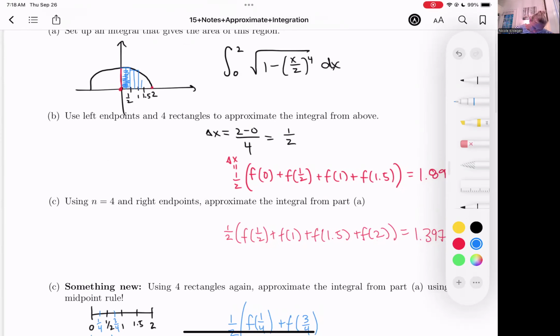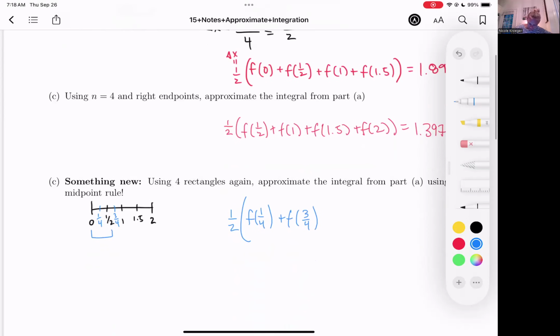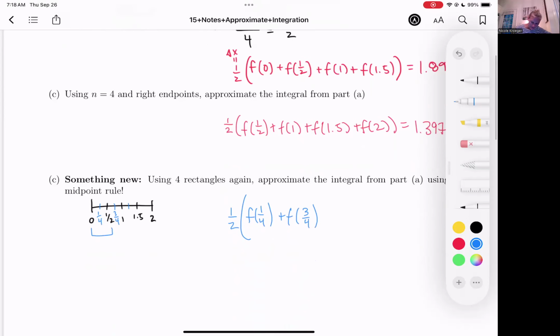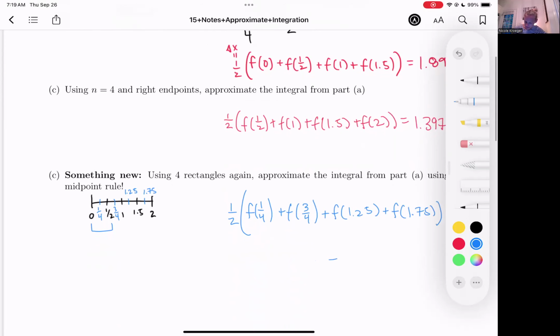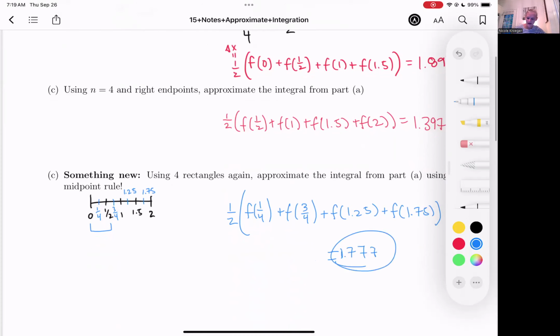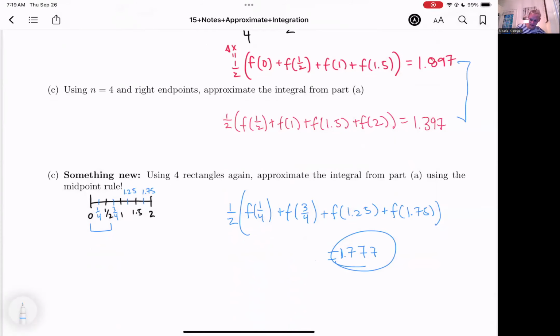Okay. And then we're going to get 2 more little rectangles if I draw them here. Let's figure out what the midpoints are going to be there. So halfway between 1 and 1.5 is 1.25. And then halfway between 1.5 and 2 is 1.75. So we're going to have plus f of 1.25 plus f of 1.75. Okay, and if we calculate that, we get 1.777. We notice that number is between the two numbers that we got above. That probably makes sense based on how we're creating these midpoints.